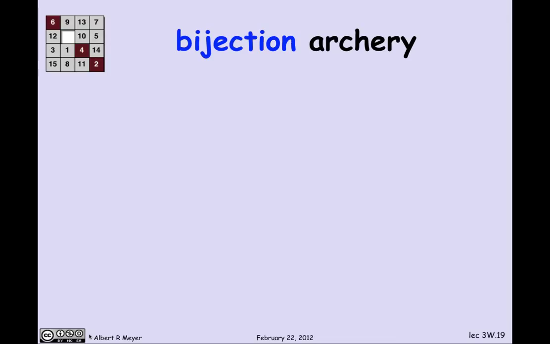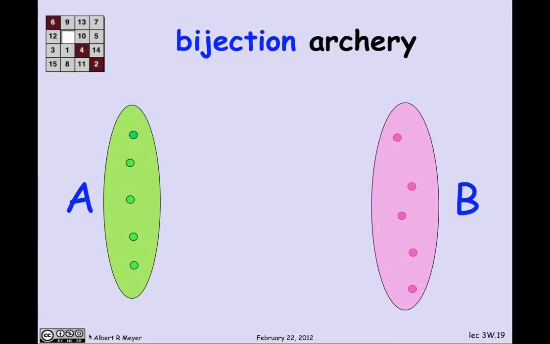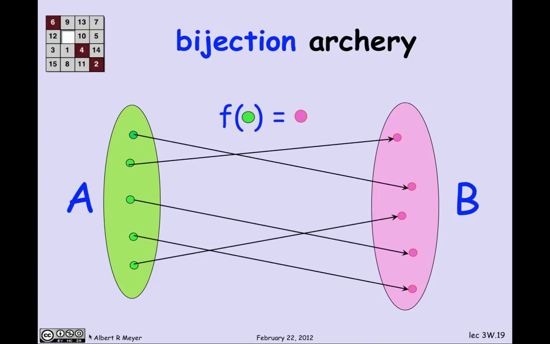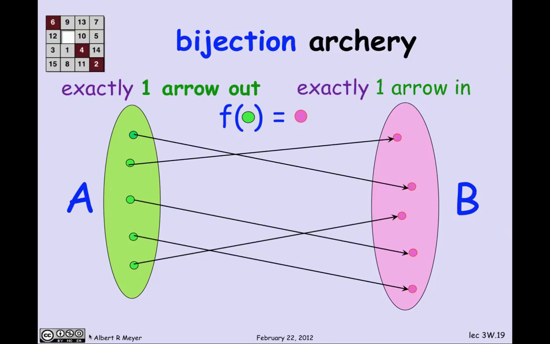And the final concept is when you have all the good properties. A bijection is when you have exactly one arrow out and exactly one arrow in. It's a total function that is an injection and a surjection because it's got greater than or equal to 1 and less than or equal to 1, and equal to 1 for all of the domains and codomains.